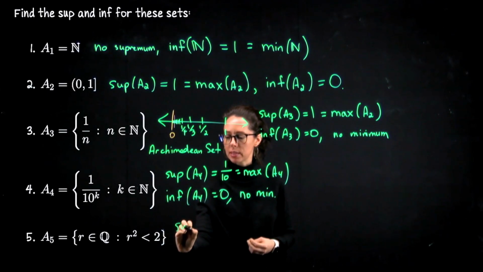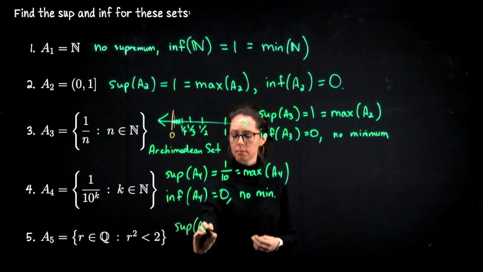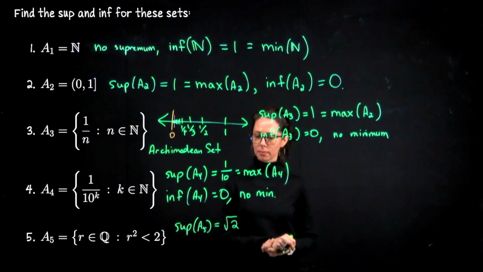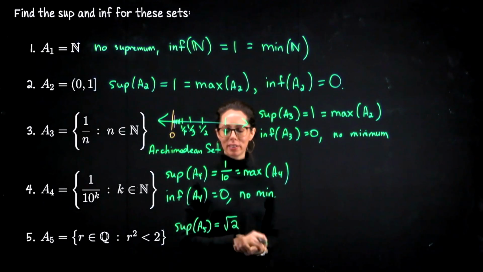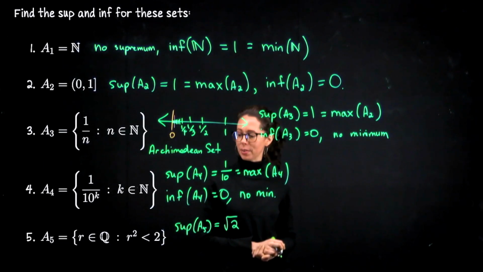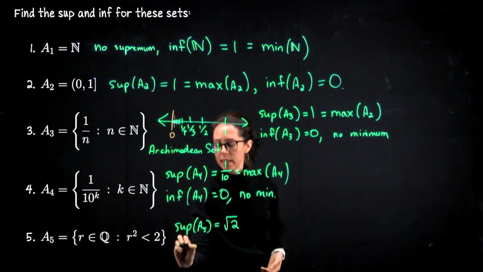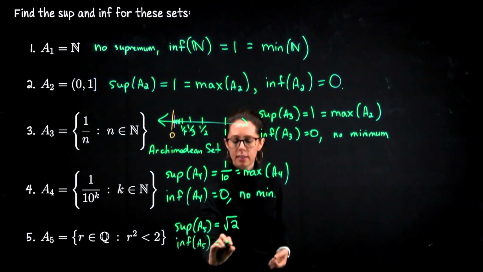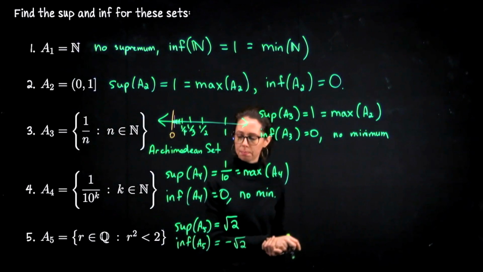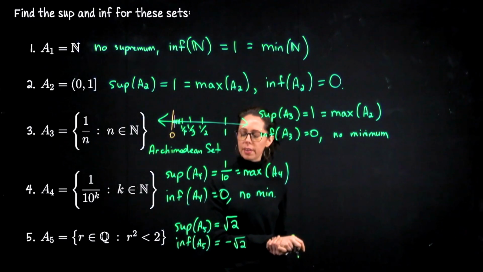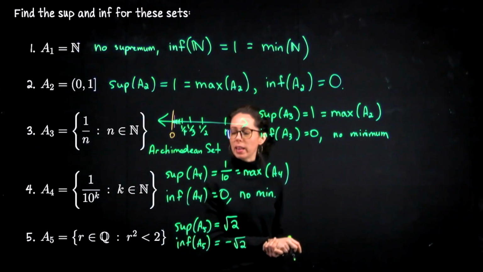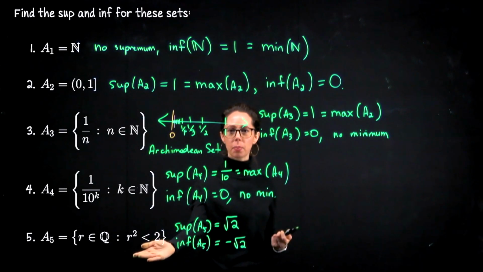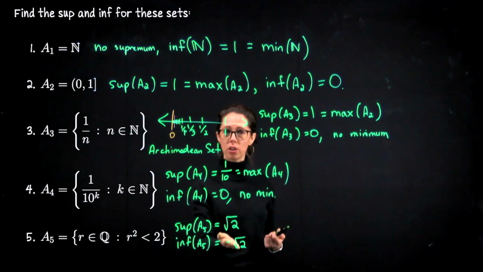So the supremum of this set is the square root of 2. We've talked about how square roots exist, and this number exists immediately from the Pythagorean theorem. The infimum of this set is negative square root of 2. There is no maximal element, there is no minimal element. Even if I had less than or equal to here, there still wouldn't be a maximal or minimal element because these numbers are not rational.